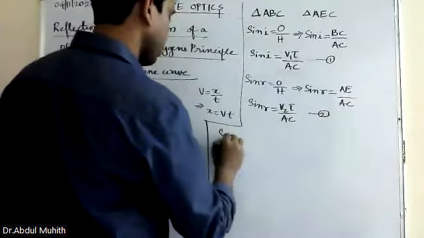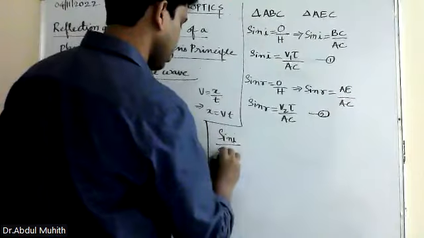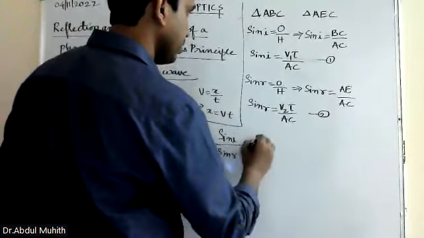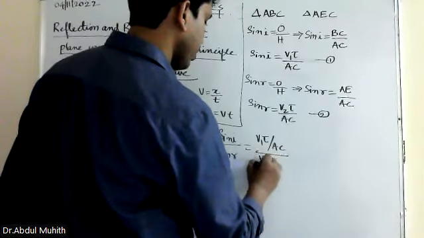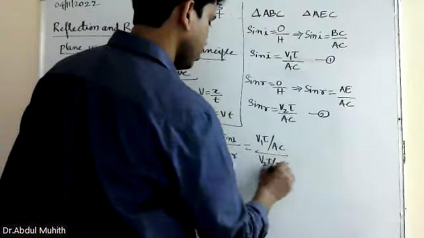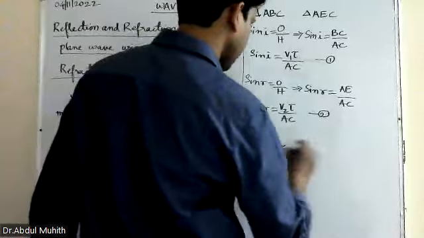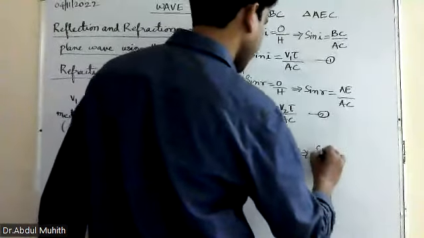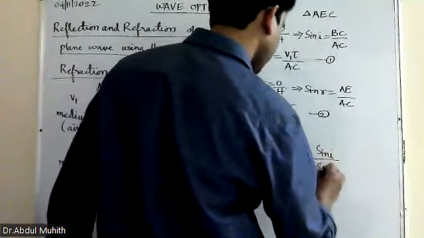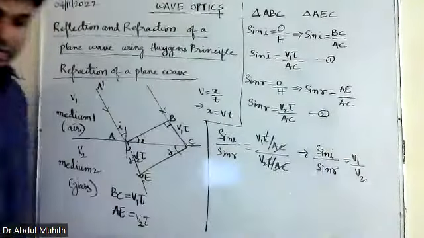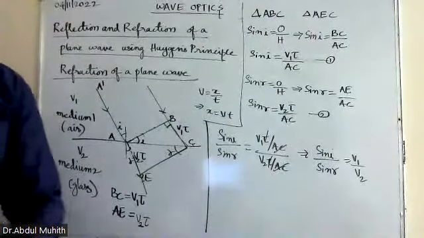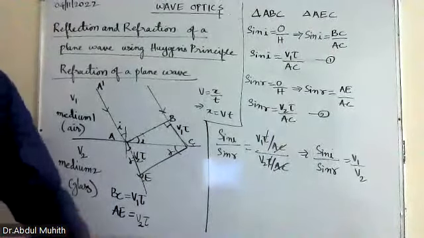I am dividing one over the other. Sin I by sin R: sin I is equal to V1 tau by AC, and sin R is equal to V2 tau by AC. This and this will go away, tau and tau also will go away. Therefore sin I by sin R is equal to V1 by V2. Clear? V1 by V2.